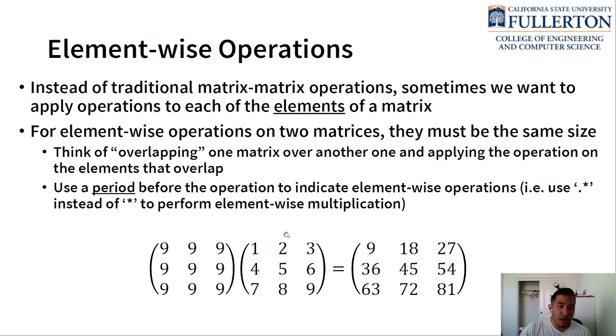One analogy that I think works really well is to think of taking these 2 matrices and overlapping them on each other. You take this 1, 2, 3 and overlap it on that one, and whichever entries are overlapping, that's what you perform the operation on. In this case we have a multiplication, and you can see that for the element-wise operation here, we do 9 times 1 is 9, 9 times 2 is 18, 9 times 3 is 27, 9 times 4 is 36, and so on and so forth.